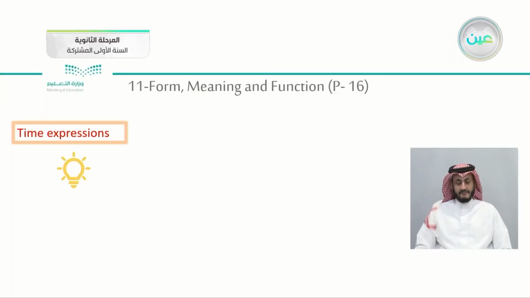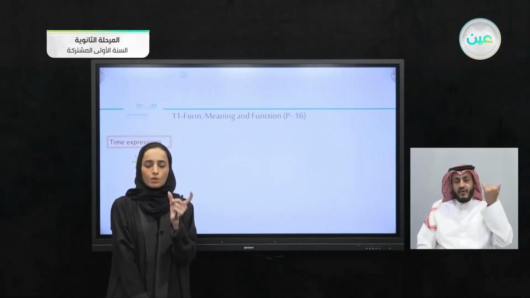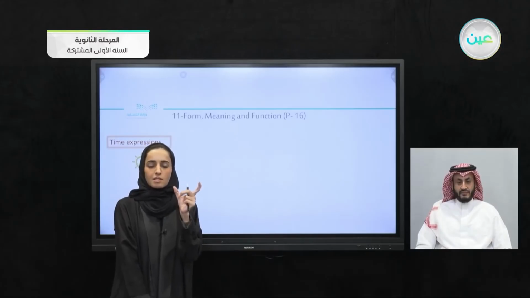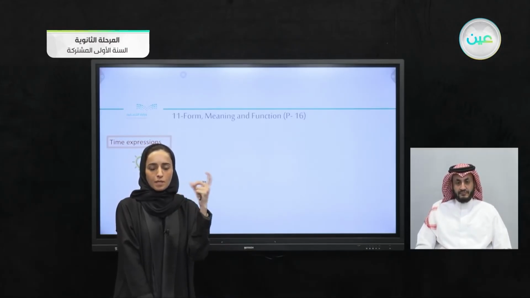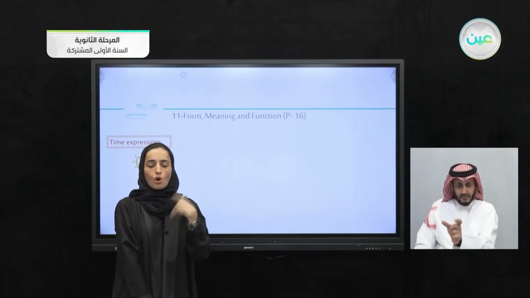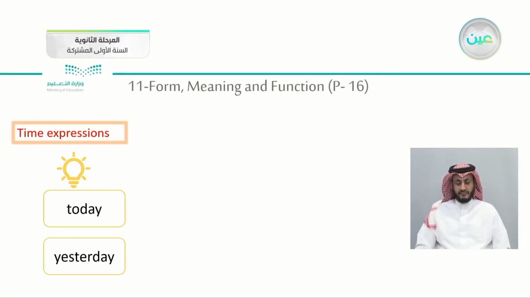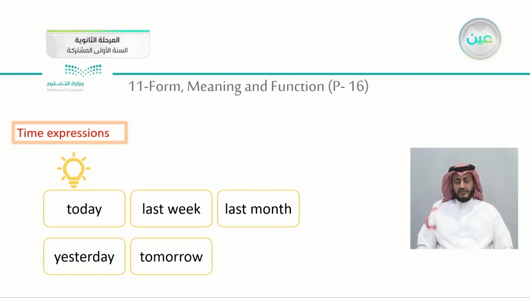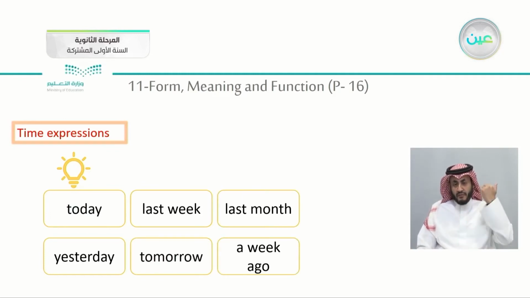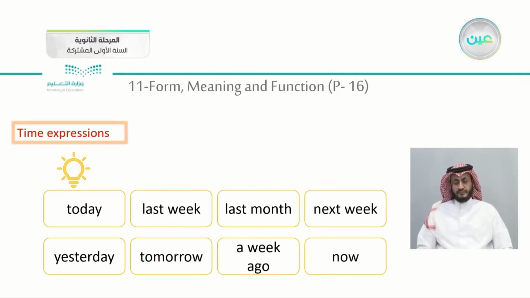Okay. Now, I want to use the simple past tense. However, there are many time expressions. What do we mean by the time expression? That's a word or two words that will give you the sense that this sentence is in the simple past, is in the past progressive, sometimes it is now or in the future. Examples for time expressions generally: today, yesterday, last week, tomorrow, last month, a week ago, next month, and we're having now.